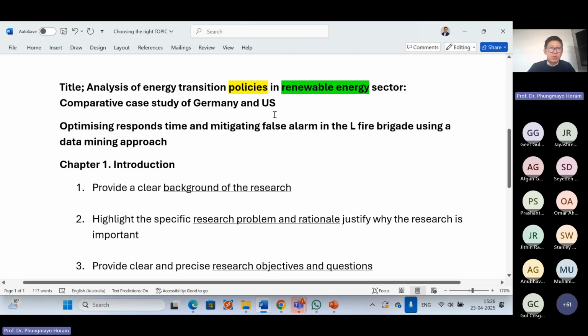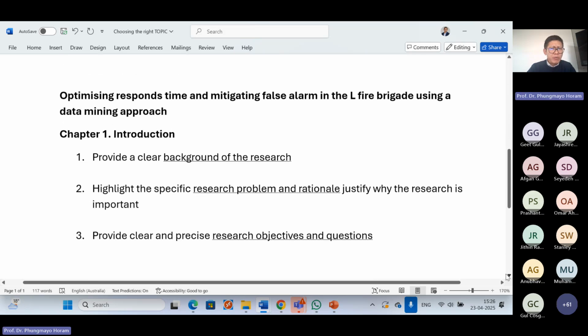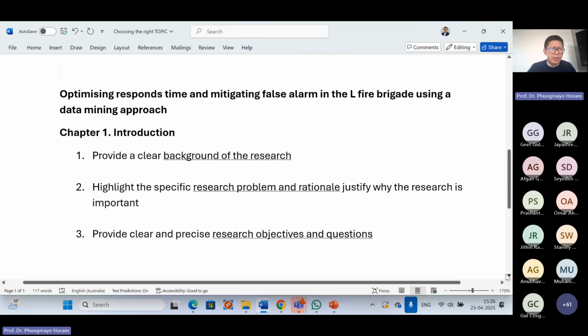Right. So let's look at this topic: Optimizing response time and mitigating false alarm in the London Fire Brigade using a data mining approach. All right. Now, in the research background, what background would you give?